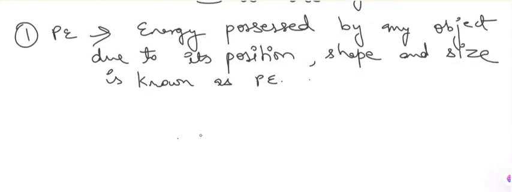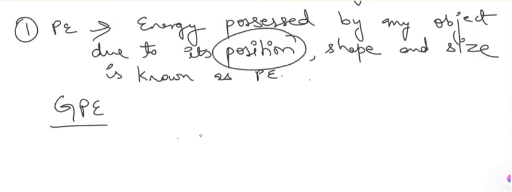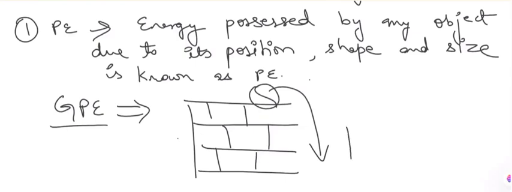Good. So now potential energy could be of two types. Gravitational potential energy is due to position. I'm explaining only this now. Suppose here I have a wall, and here I am keeping a particular brick, and I am keeping a ball over it. It is trying to fall with g, the acceleration due to gravity, and it is covering a height of h.